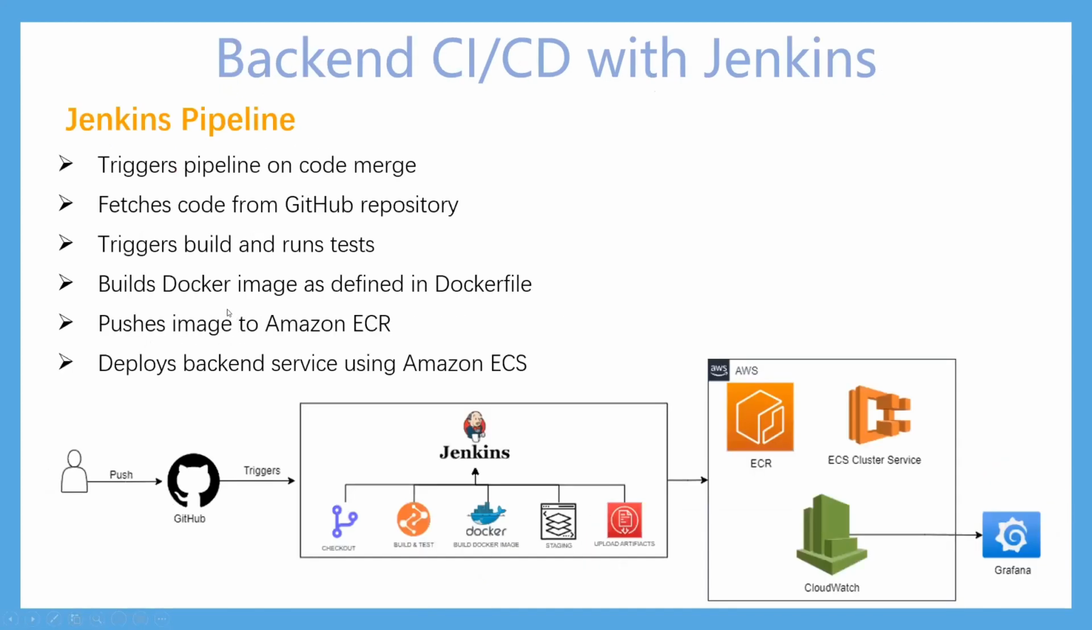And this is the CI/CD pipeline flow diagram for the backend. Jenkins plays a vital role in the backend CI/CD process. Once the code is fetched from GitHub, Jenkins triggers a build that includes compiling the application and running tests. Jenkins then builds the Docker image defined in the Dockerfile, and upon successful build, it pushes the image to Amazon Elastic Container Registry. The backend service deployment is automated using Amazon Elastic Container Service.